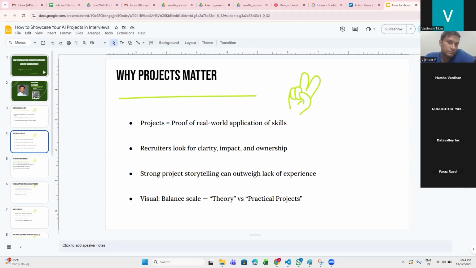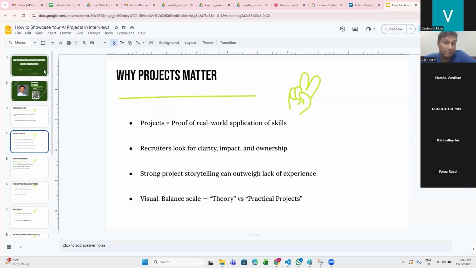The most important thing in today's world is your projects. People are laying less emphasis on what kind of college you're from, or sometimes how many years of experience you have. They're more interested in whether you have done relevant work, whether you have real-world projects on your resume which you can showcase. So that is becoming increasingly important.